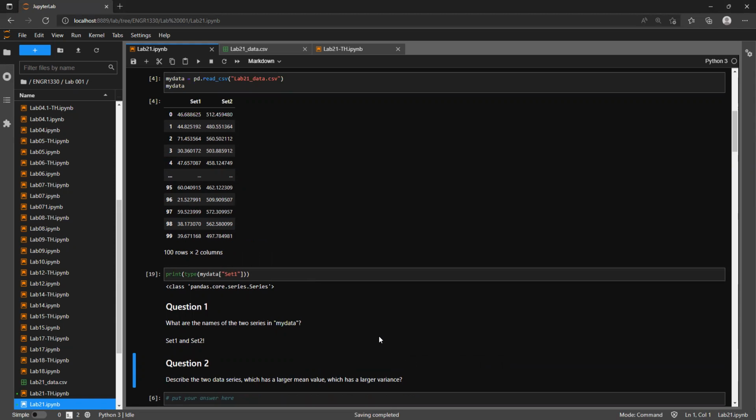What kind of things do they hold? Are they full of characters? Integers? Yeah. I would consider they are a series of length 100 of floating point numbers. Be good enough. All right, which has the larger mean value? Set one or set two? Set two. Okay. How do you know that? How do you know that set two has a larger mean value than set one?